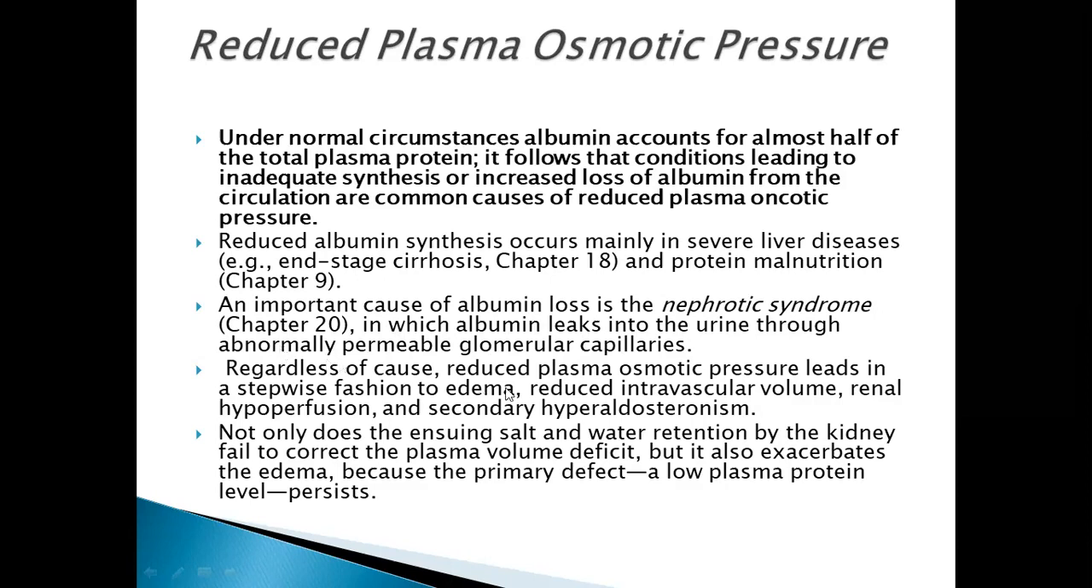Regardless of cause, reduced plasma osmotic pressure leads in stepwise fashion to edema, reduced intravascular volume, renal hypoperfusion, and secondary hyperaldosteronism. Due to hypoperfusion, the renin-angiotensin-aldosterone system gets activated, and we will discuss that. Not only does the ensuing salt and water retention by the kidney fail to correct the plasma volume deficit, but it also exacerbates the edema because the primary defect, the low plasma protein level, persists.